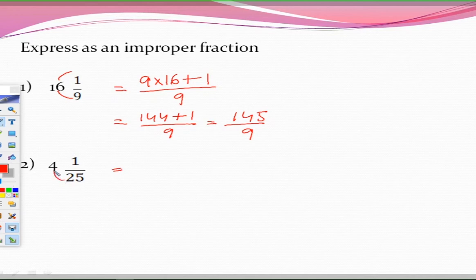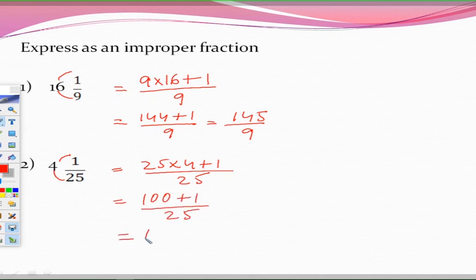25 into 4 plus 1 by 25. This is 100 plus 1 by 25. This is equal to 101 by 25. Understood, children?